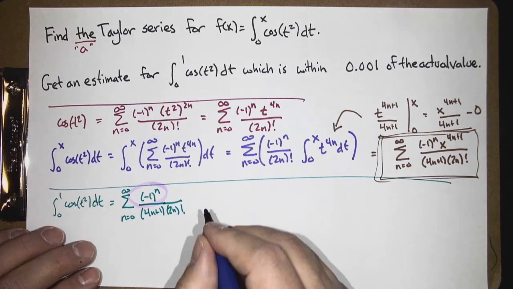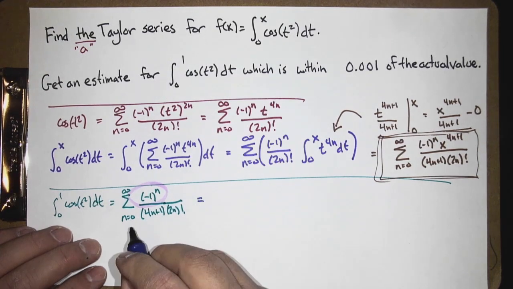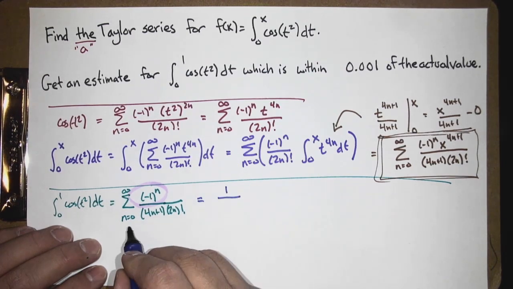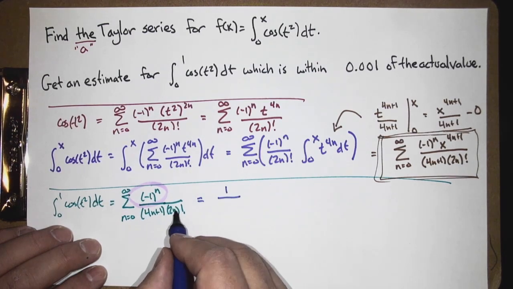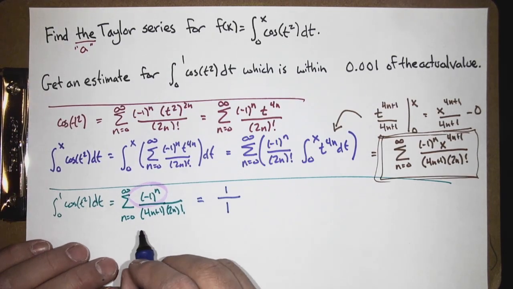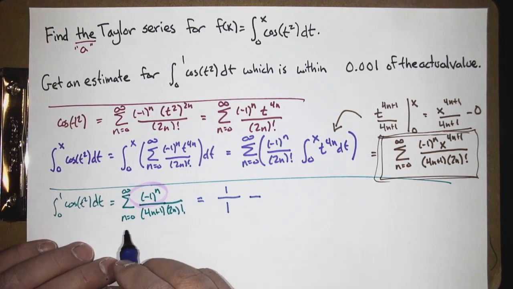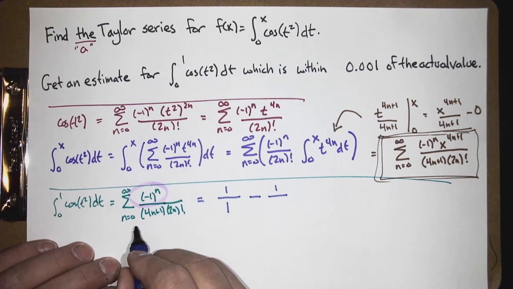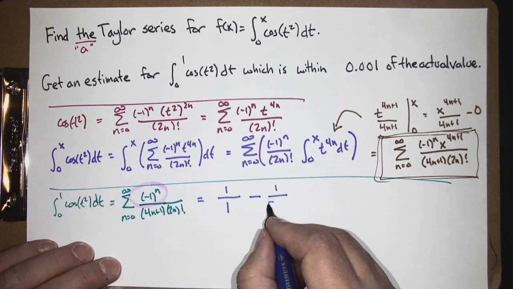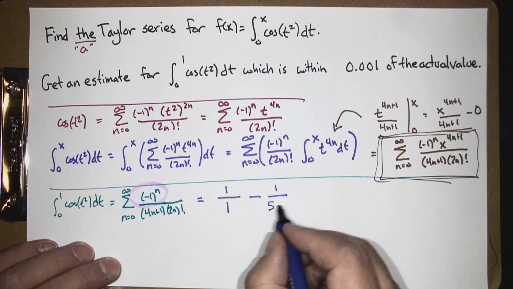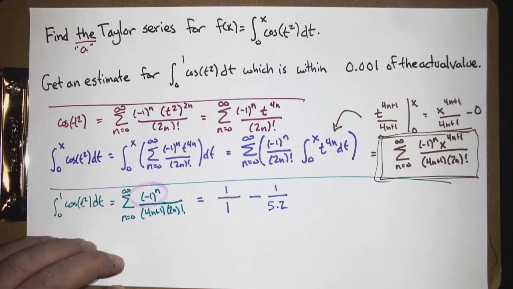So let's write down some terms. We can plug in 0. If you plug in 0, upstairs you get 1. Downstairs you get 0 plus 1, which is 1, and 0 factorial, which is 1. So we have 1 over 1. Minus, because n equals 1, there's going to be a minus, 1 over 5, so that's 4 plus 1, and then 2 factorial, which is 2.